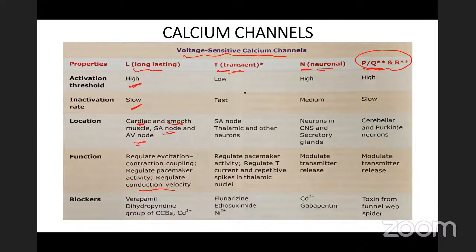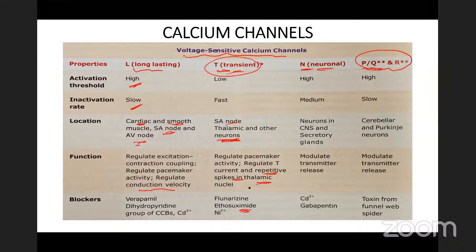There are T-type calcium channels located mainly in the SA node and in the neurons. The T type of calcium channels located in the neurons are responsible for the repetitive thalamic spikes that cause seizures. That is the target of action of drugs like ethosuximide, the drug of choice in the treatment of absence seizures. So overactivity of T type calcium channels in the thalamus causes absence seizures, and they are targeted mainly by ethosuximide.